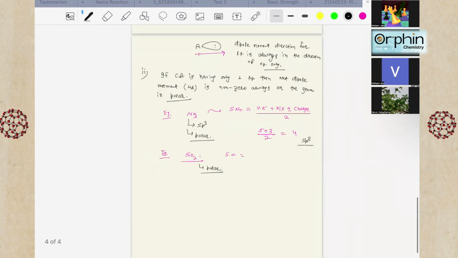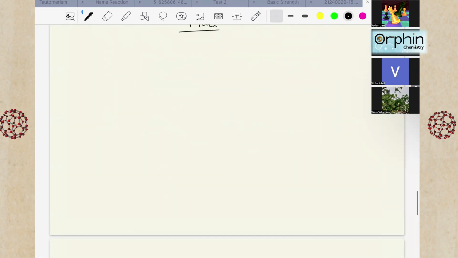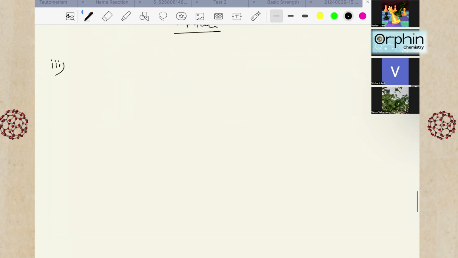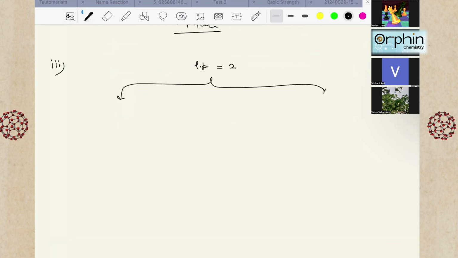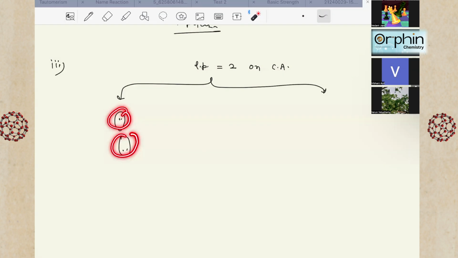Now the third case we are taking. Suppose there are 2 lone pairs now. Lone pairs are 2. Now there can be again 2 cases here. 2 lone pairs are there on the central atom. When the lone pairs are opposite, like that, the dipole moment can be 0. I'm not saying that it must be 0, but it can be 0. Because the lone pair dipoles will cancel each other, and if the other bonds in the compound are also cancelling, then the net dipole moment is 0.